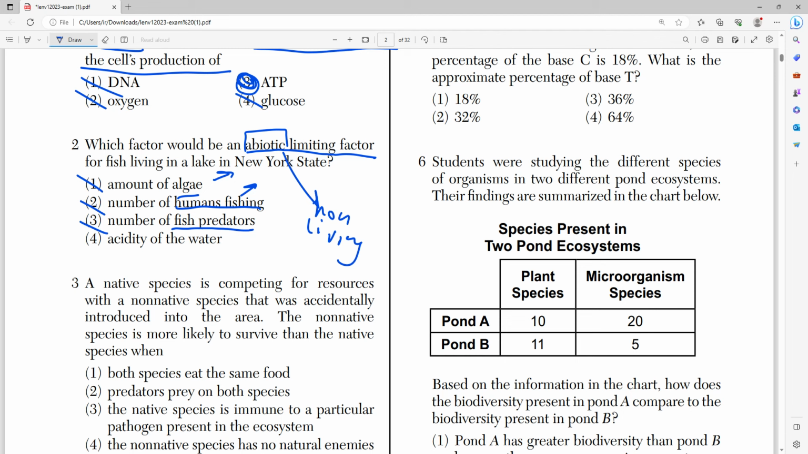Fish are alive and they're predating. All 3 of these are living things affecting the environment. Number 4, acidity, acid, that's not alive, that's abiotic, right? And it's affecting the water.